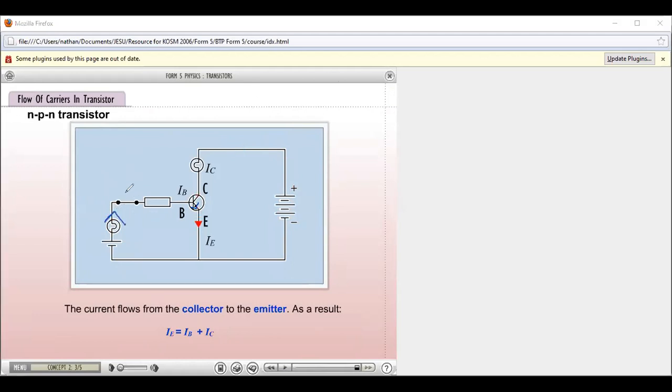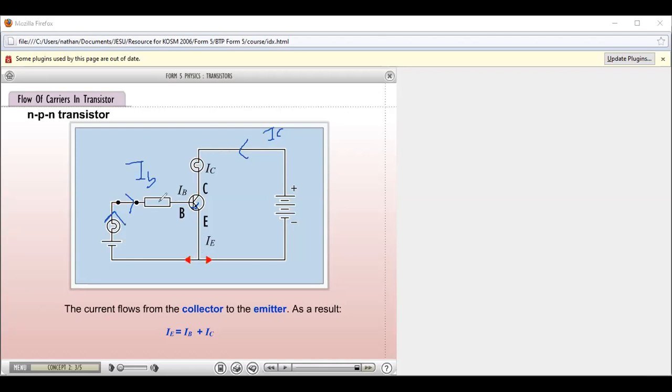So this is your base current, we call it IB. And then this is your collector current or IC. You can see the current will flow here and then combine here. So that's why the arrow is facing downward. It shows the direction of current. So, collector current and base current.